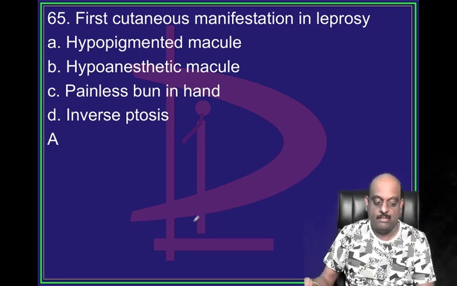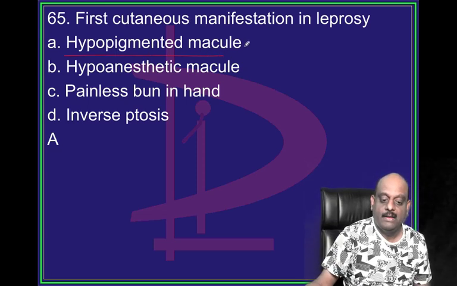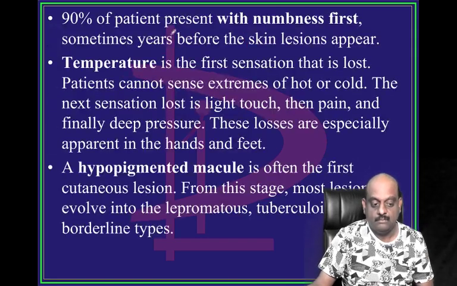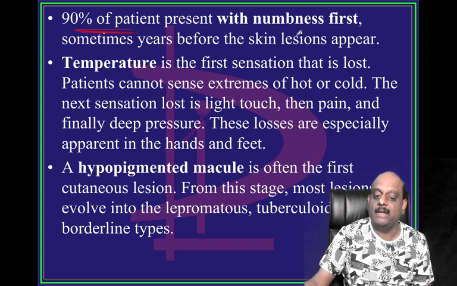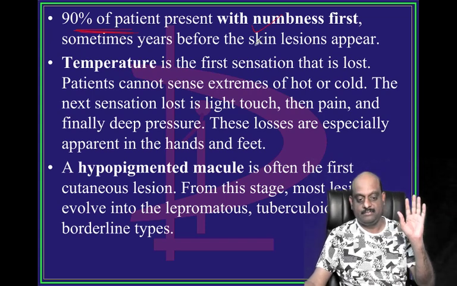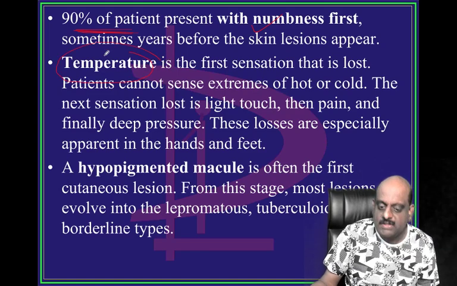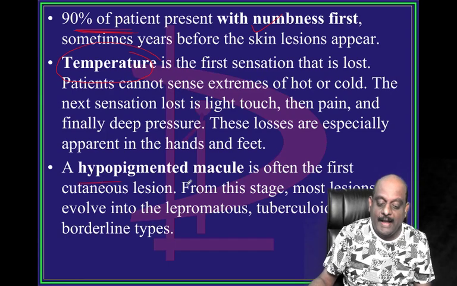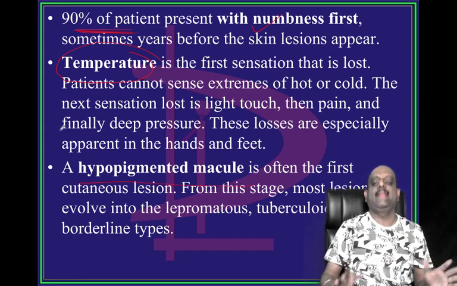So it is hypopigmented macule. 90% of the patients present with numbness, doctor, first. Temperature is the first sensation which is being lost. And a hypopigmented macule is the first cutaneous lesion.